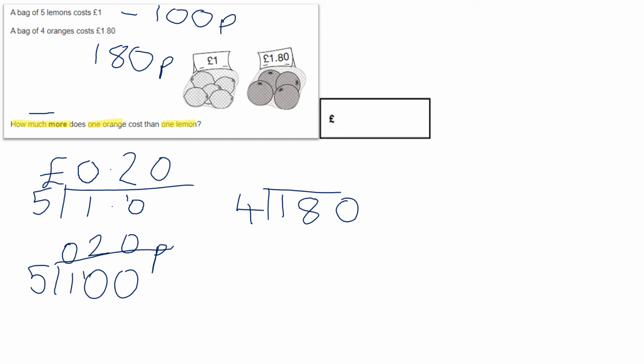How many times does 4 go into 1? It is 0, and we carry the 1. How many times does 4 go into 18? 4, 8, 12, 16. That is 4, carrying over the 2. And how many times does 4 go into 20? 4, 8, 12, 16, 20. That is 5. So let me check it's right through. Orange costs 45p. Now we go back to our question.